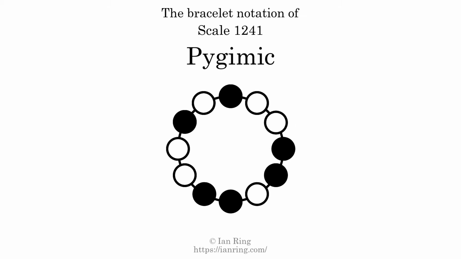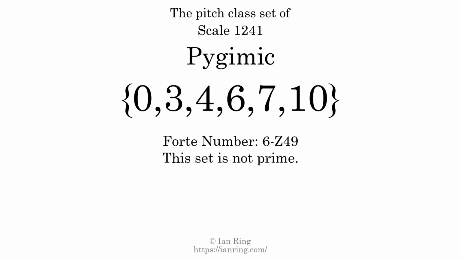This is a bracelet notation diagram of scale 1241. The shaded circles represent tones that appear in the scale, and they are read clockwise, starting at the top. The pitch class set for this scale is 0, 3, 4, 6, 7, 10. The forte class is 6Z49. This set is not prime.